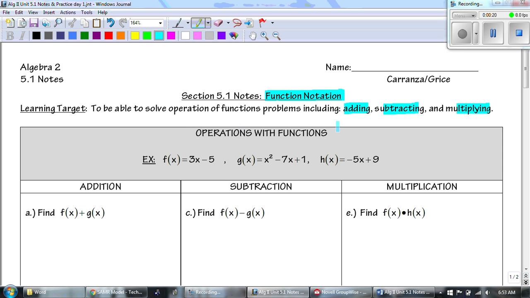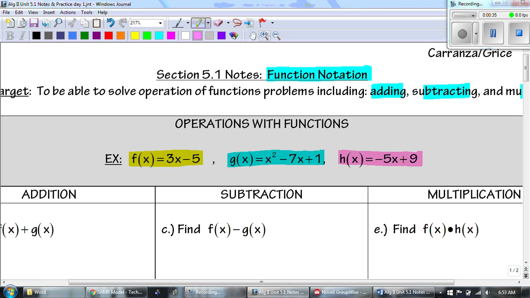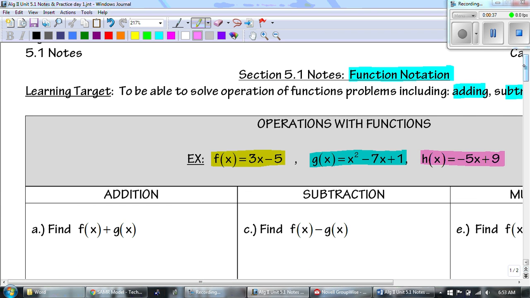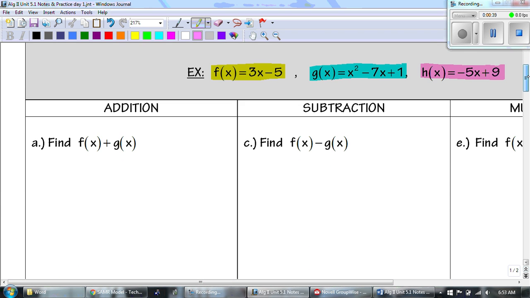So, operations with functions. We have three different functions down here: f of x, g of x, and h of x. So we're going to look at three different operations and what we need to do. Our first one, we have f of x plus g of x. What we do is we copy down the function in parentheses. So I'm going to put the 3x minus 5 in parentheses.